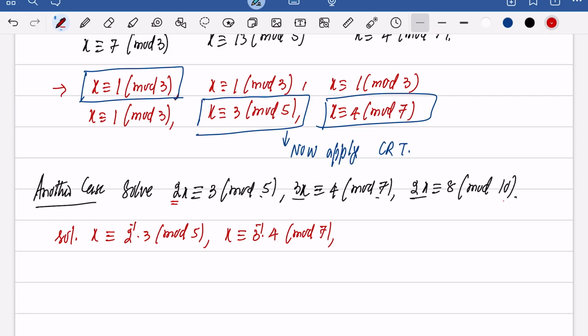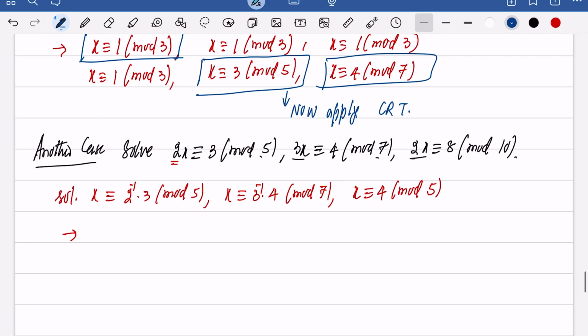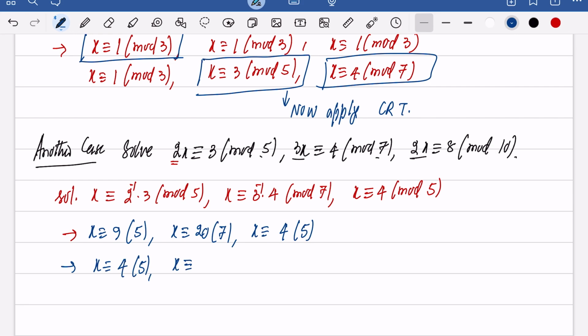Now for the third one, we cannot multiply with an inverse, but we can in fact divide the congruence by 2 throughout. So we divide by 2. The third congruence is x congruent to 4 modulo 5, since 10 by 2 is 5. Now 2 inverse is equal to 3, so this gives x congruent to 9 modulo 5. 3 inverse is equal to 5, so this gives x congruent to 20 modulo 7. Now dividing this 9 by 5, we get x congruent to 4 modulo 5. Dividing this 20 by 7, we get x congruent to 6 modulo 7. The third congruence is repeated, so we have these 2 congruences instead of the given 4 congruences.